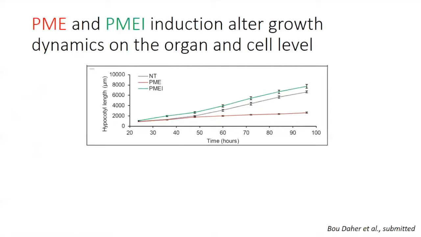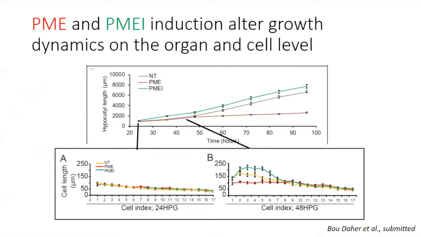So it has the predicted changes we would expect on an organ level, but also a cell level. Because of the way the induction works, we don't see the phenotype right away. You see it at 48 hours, we can see a little bit better. So this is cell length. They look the same at the time of induction, but 24 hours later, you can see that the wave of elongation is happening. So this is the cell index from the base to the top.